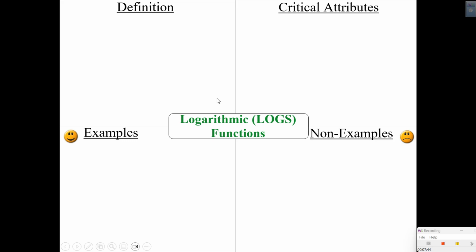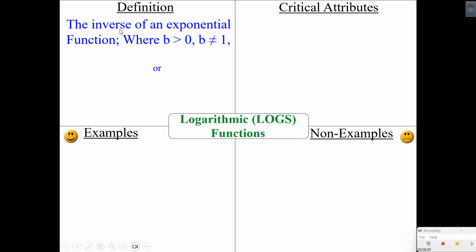What's a log? Very good. Definition says the inverse of an exponential function. Do you guys know what an exponential function is? Yes, we've been doing that yesterday and the day before. So the inverse of it looks like this. F inverse of x equals log b of x. Or, another way of writing it, x equals log b of a.